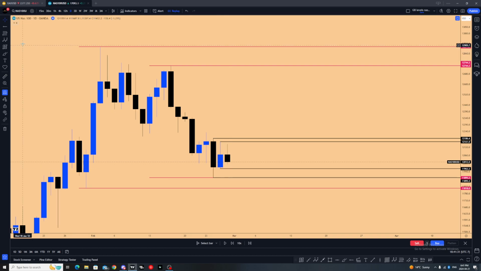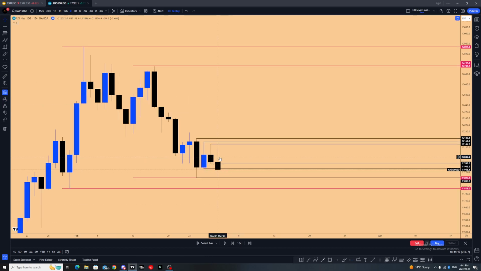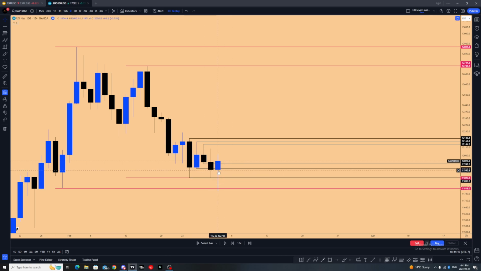Another inside daily candle, spicy. Map that out. Ooh, it raids the lows before. It does not take out the highs. Woo! Takes the lows, rejects that.